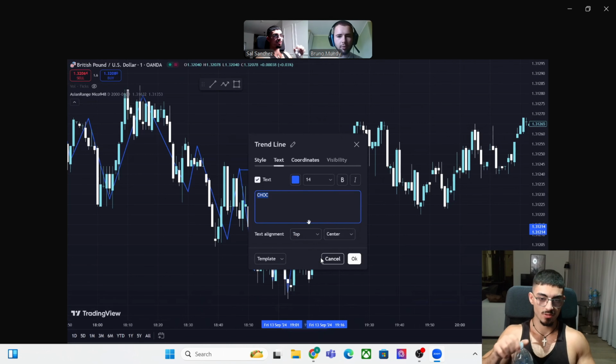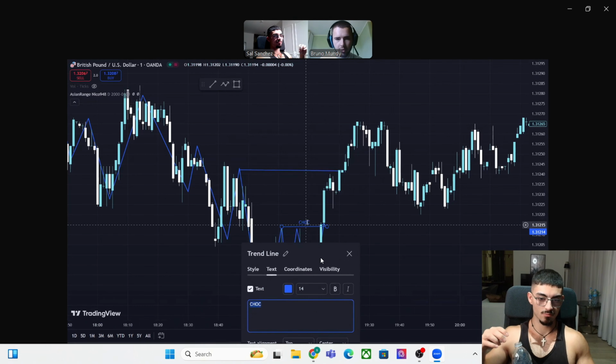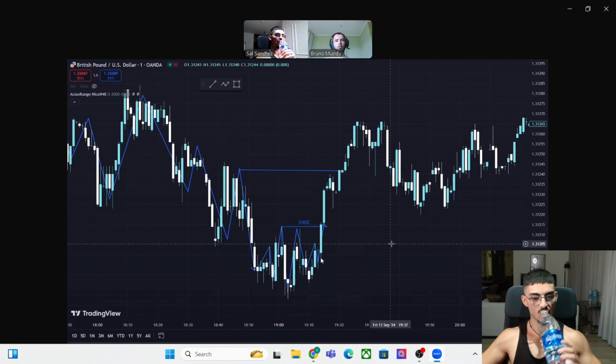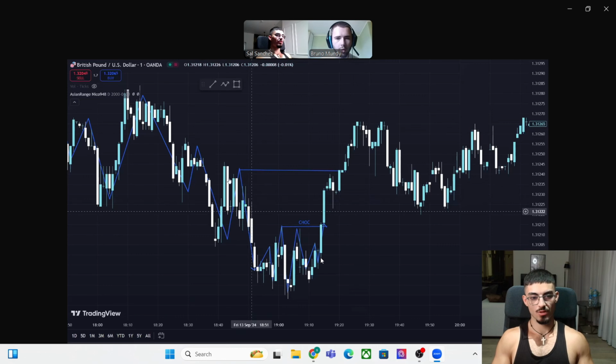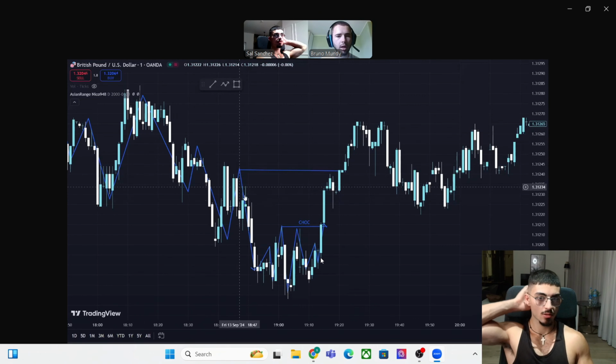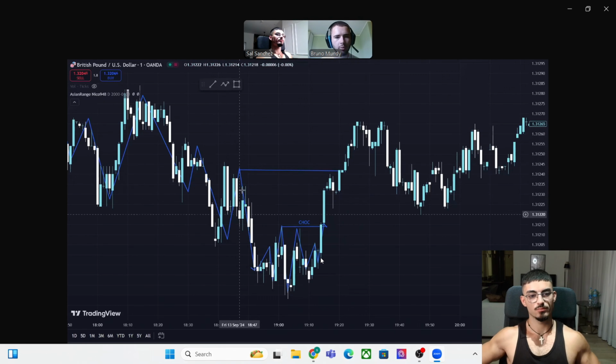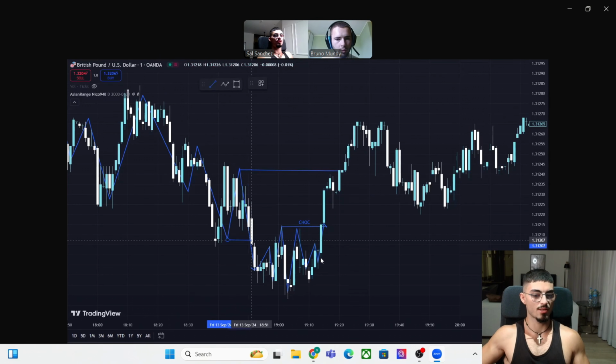Would this be break of structure or change of character? Change of character, bro, as it's the start of a new trend. Okay. Cool. And where would we see the breaks of structure within this? So you go to the left. Every time it breaks the last high or last low, it breaks the structure. So in this case, because we're going down, every time it breaks a low, that's going to be a break of structure to the downside. So yeah, there, perfect.